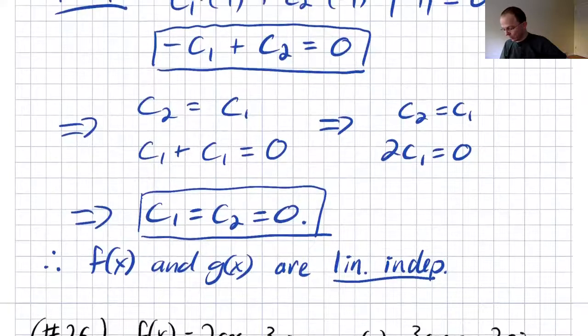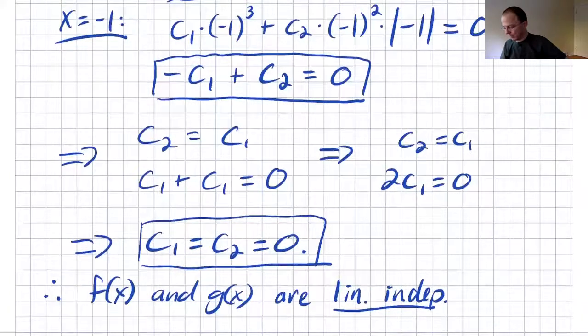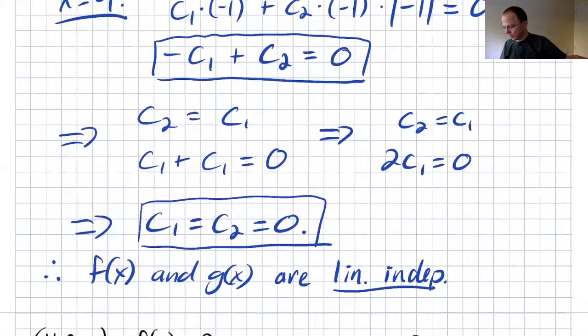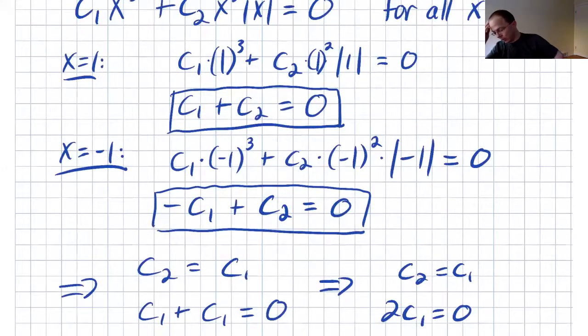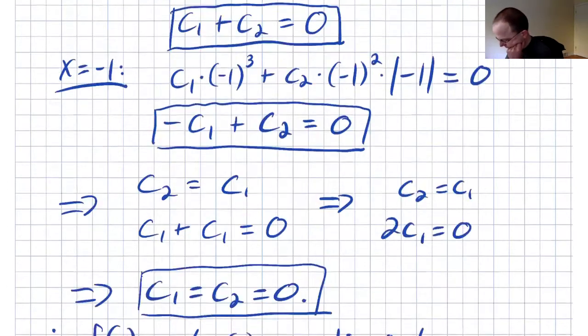So those are linearly independent. Now there's another way that we could actually have determined that C1 and C2 are 0, and that's using something called the determinant. So why don't I show you that? Because that's actually a pretty nice trick, which saves us some time. So we're going to look at the determinant of the matrix of coefficients of this linear system. So let's do that right now.